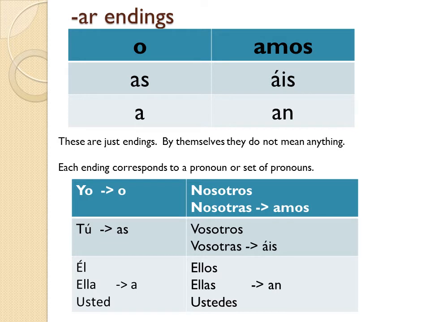So the o is the ending for yo, as is the ending for tú, a is the ending for either él, ella o usted, amos is the ending for nosotros o nosotras, áis is the ending for vosotros and vosotras, and an is the ending for ellos, ellas, and ustedes. You essentially have to memorize these endings: o, as, a, amos, áis, an. By now we have enough knowledge to understand exactly what pronouns go where, right?